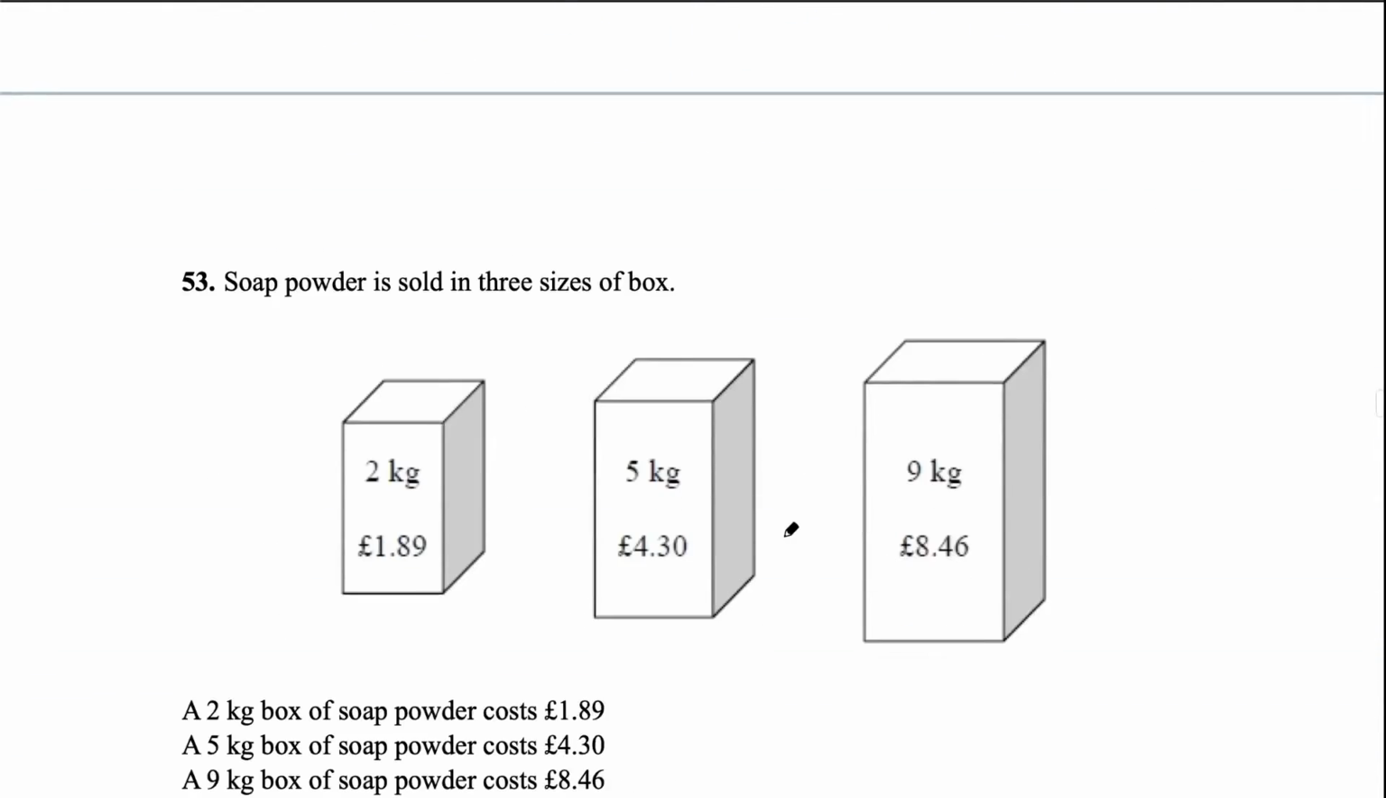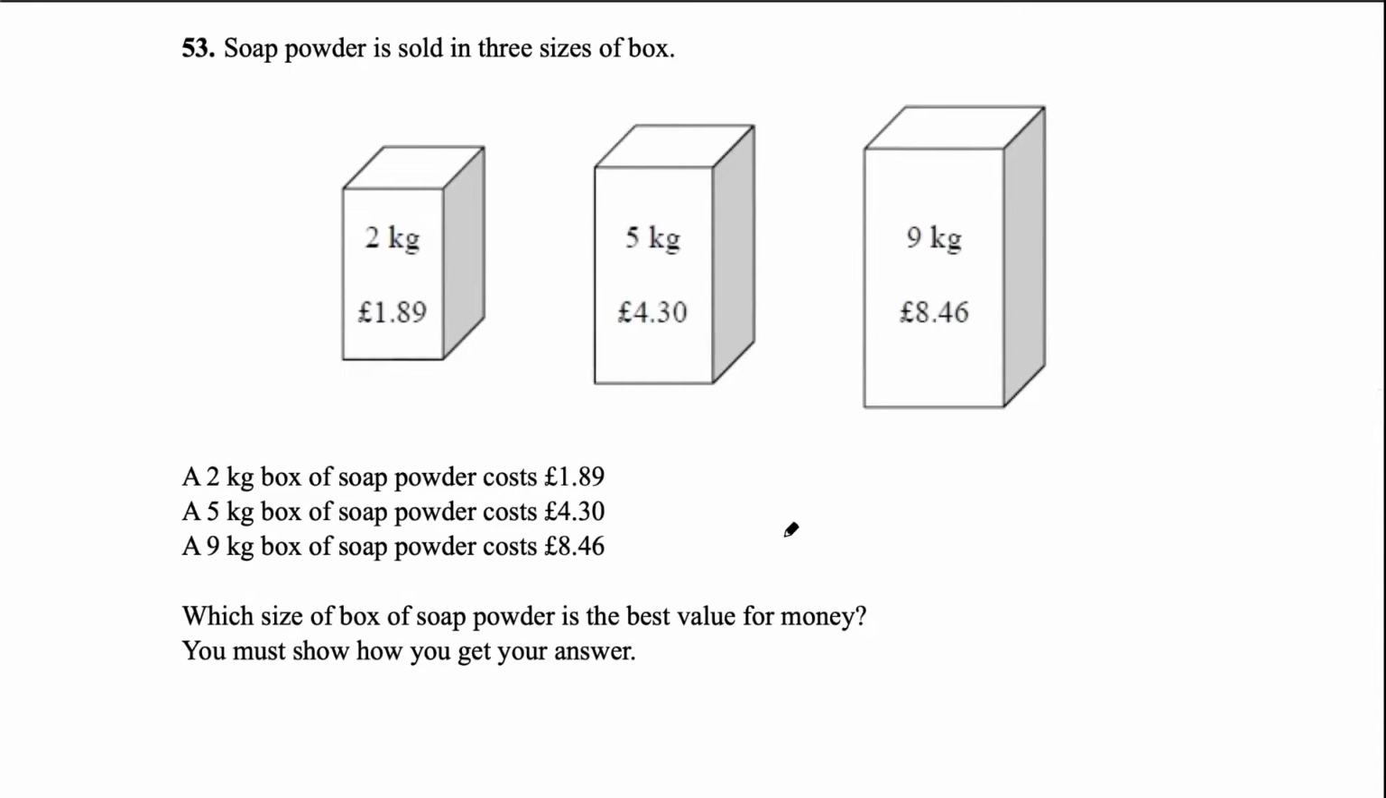All right, question 53 says, soap powder is sold in 3 sizes of box. A 2 kilogram box of soap powder costs $1.89, a 5 kilogram box of soap powder costs $4.30, and a 9 kilogram box of soap powder costs $8.46. Which size of box of soap powder is the best value for money? You must show how you get your answer.